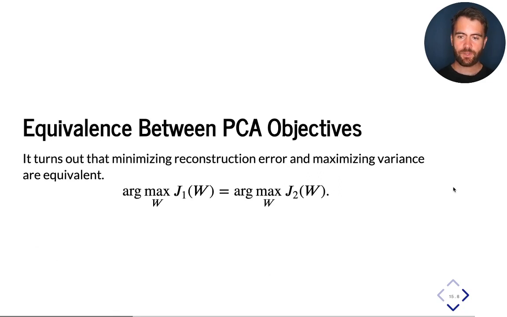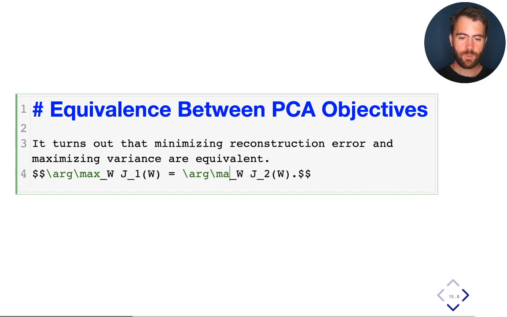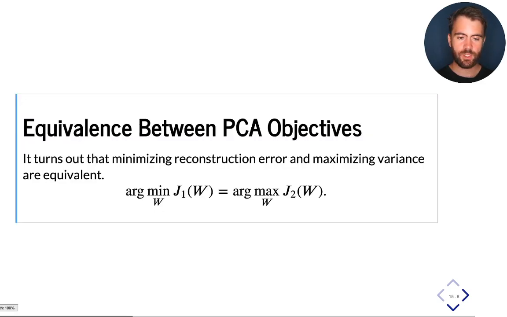Now, the interesting fact is that both of these objectives are equivalent. So if we were to maximize the variance, or if we were to minimize the reconstruction objective, then these two would be equivalent.